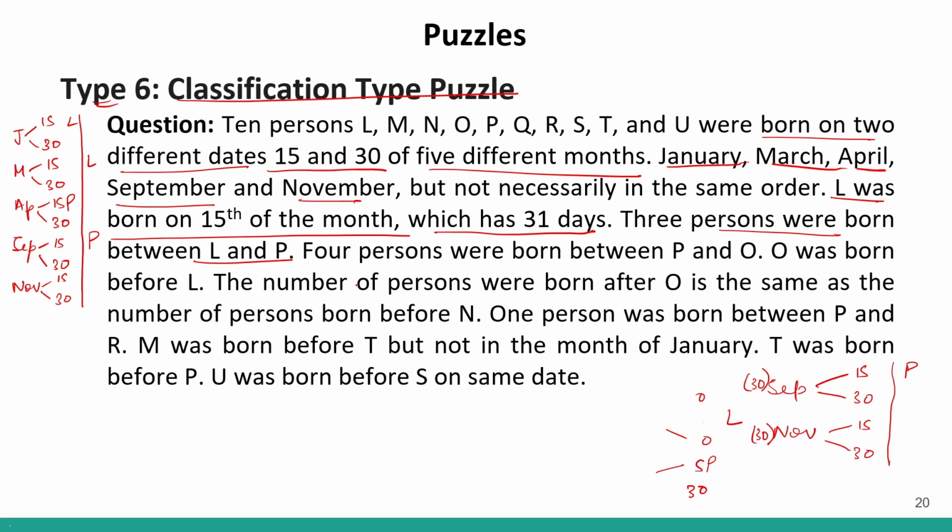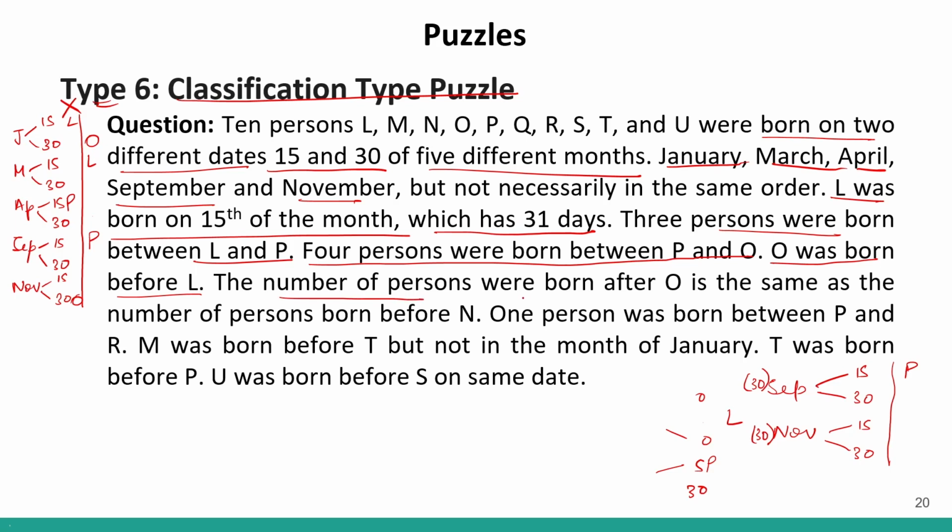Now, the question says 4 persons were born between P and O. So 4 persons. That means 1, 2, 3, 4. O is over here. Correct? Over here. 1, 2, 3, 4. O is over here. Two possibilities. O was born before L. So it is given to us O was born before L. Possibility 1 is eliminated. Because over here O is born after L. Only in possibility 1 O is born before L. So this possibility we will take.